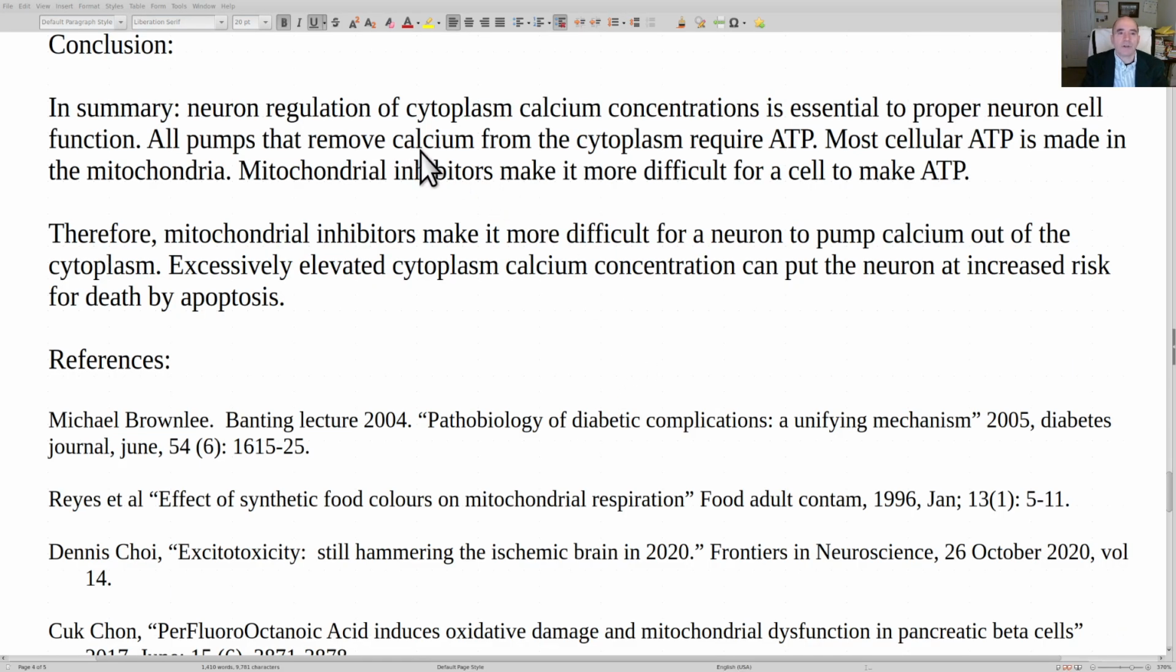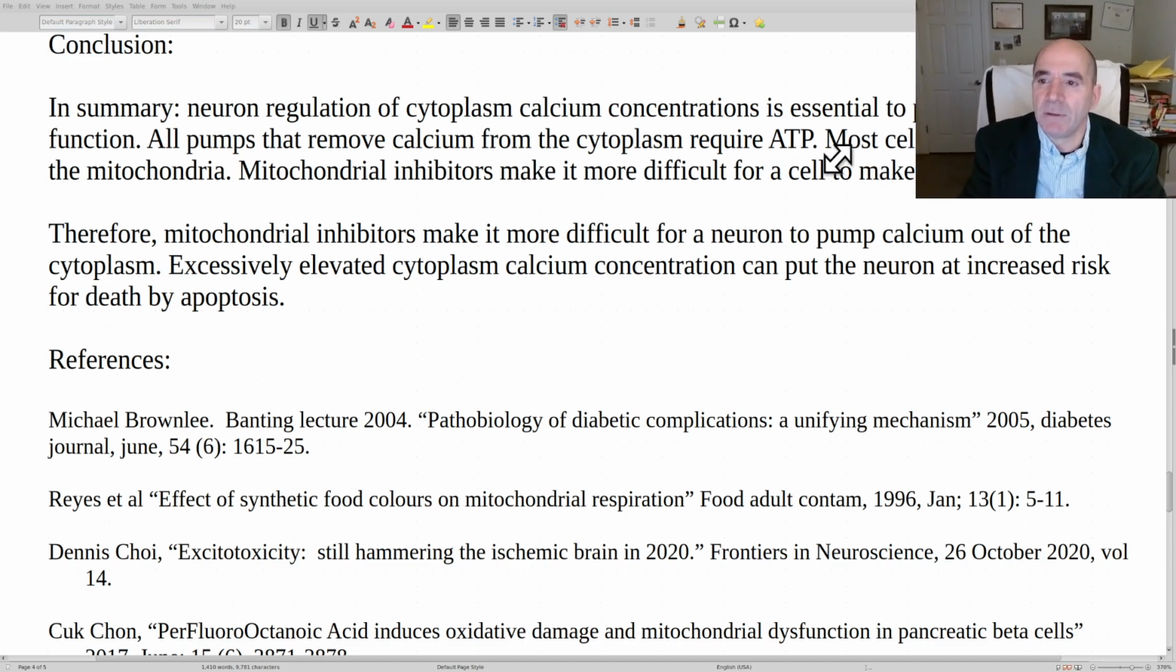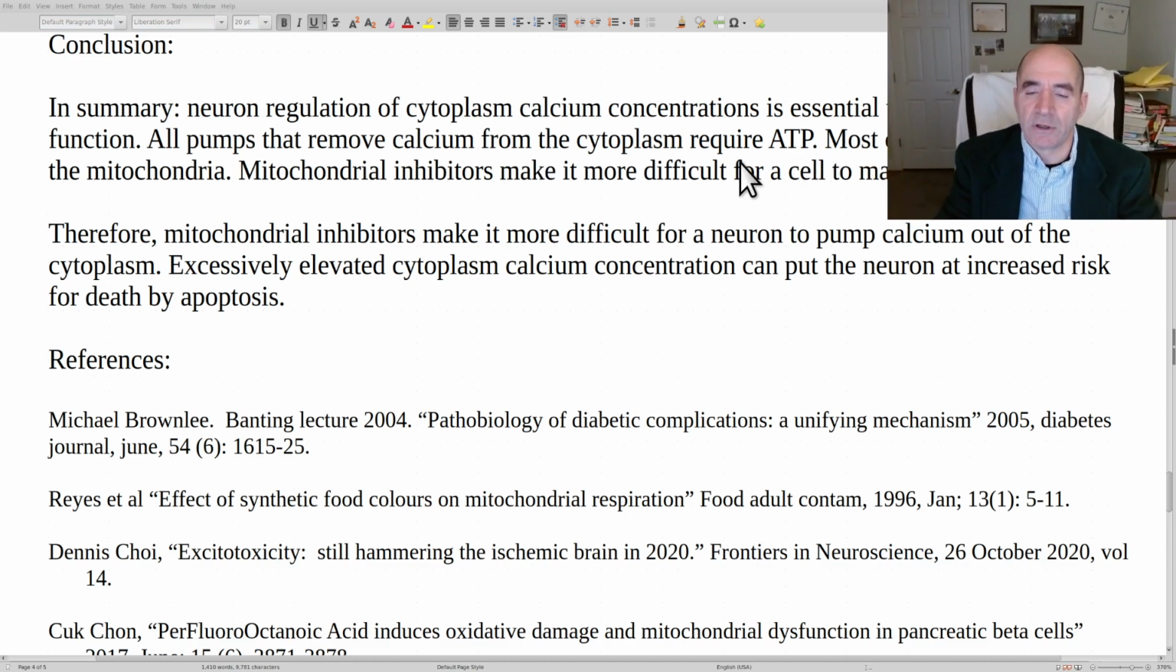So in conclusion, neuron regulation of cytoplasmic calcium concentration is essential to proper neuron function. And all the pumps that have to pump it out, they all need ATP. So if your mitochondria are inhibited, you can't make all the ATP you need to make, and that means your neurons are not going to function at their optimal level. And if it really gets out of hand, your neurons are just going to start dying left and right, and you're going to get stupider and stupider.